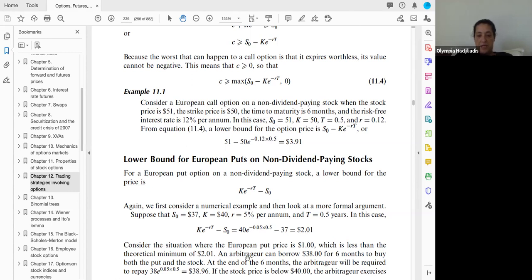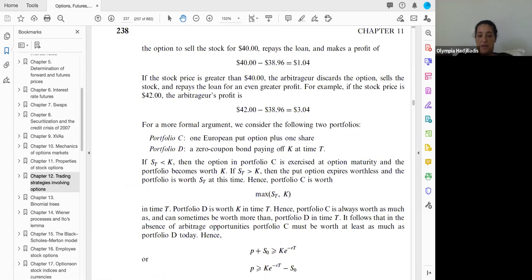An arbitrager can borrow $38 for 6 months to buy both the put and the stock, which is $1 plus $37, so that's $38. At the end of the 6 months, the arbitrager will be required to repay the loan of $38 at the 5% rate, which is $38.96.